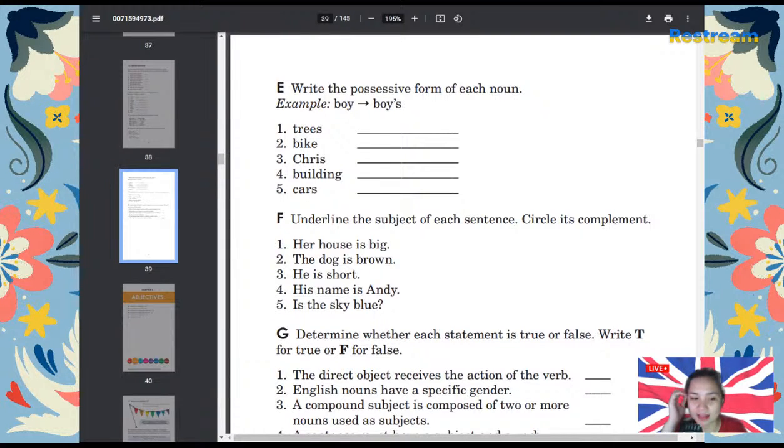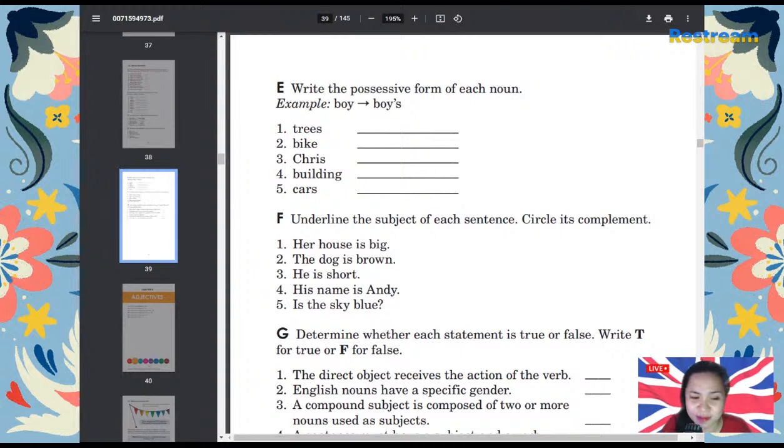Name and then Andy. Okay, very good. Yes. In here we are not describing anymore because we are just replacing the noun name with the proper noun Andy. Okay? Good job. Next, for number 5.